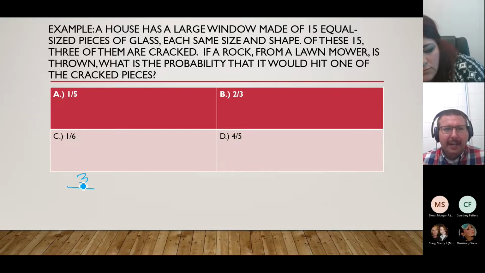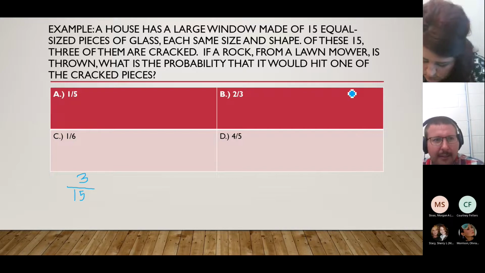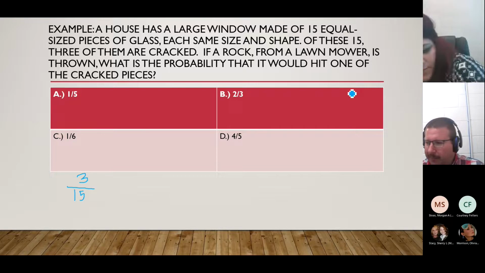The next one is how many pieces of the window all together? There's 15 all together. How do I know that? It says so in the very first sentence: 15 equal-sized pieces of glass. Now, in your calculator, you would hit your fraction button, and you get an answer.